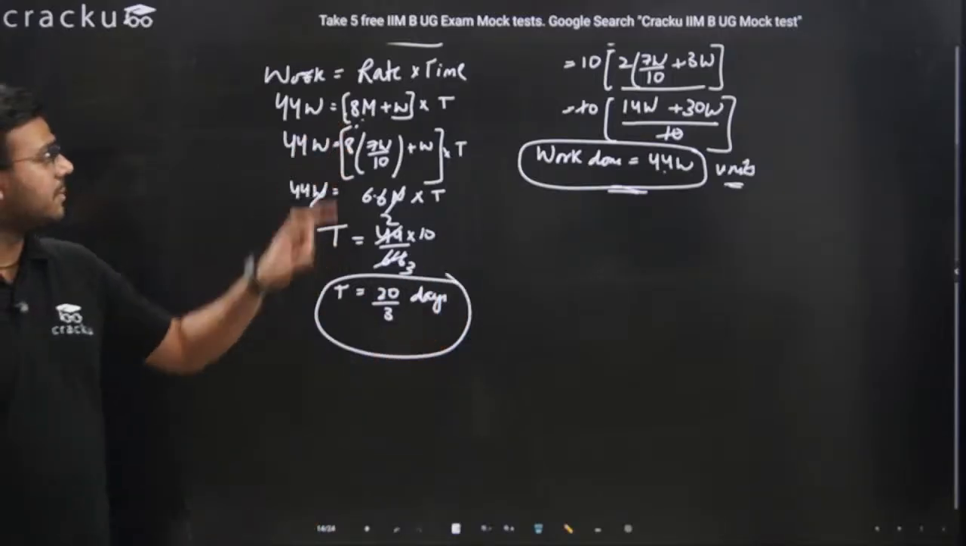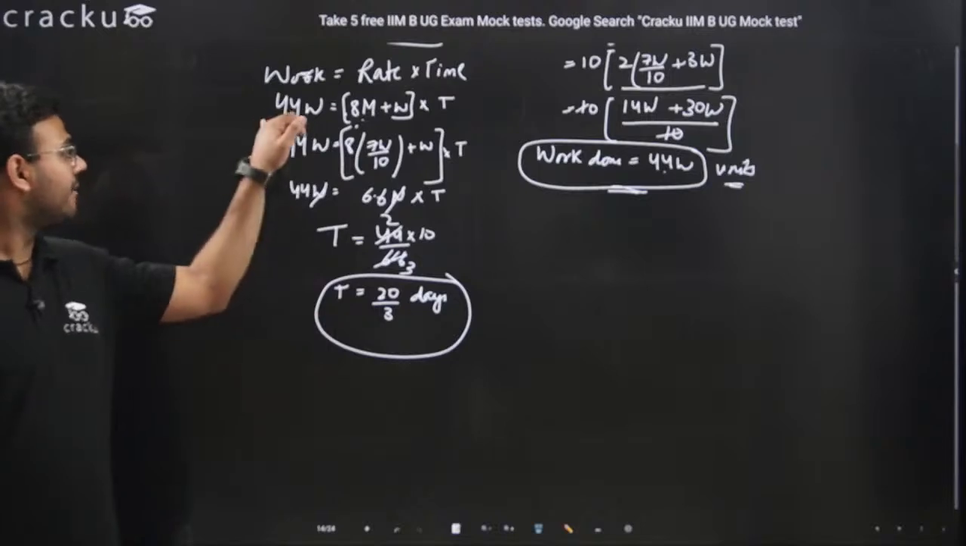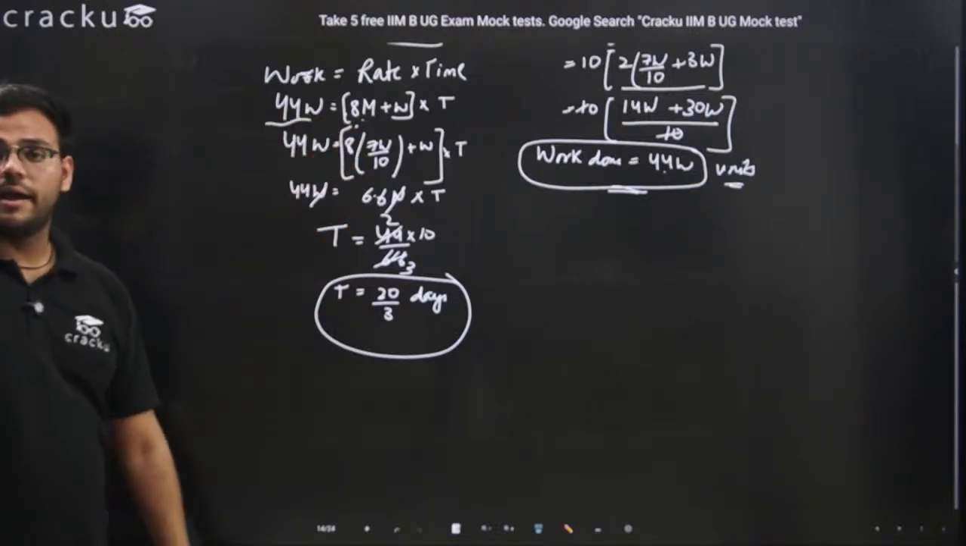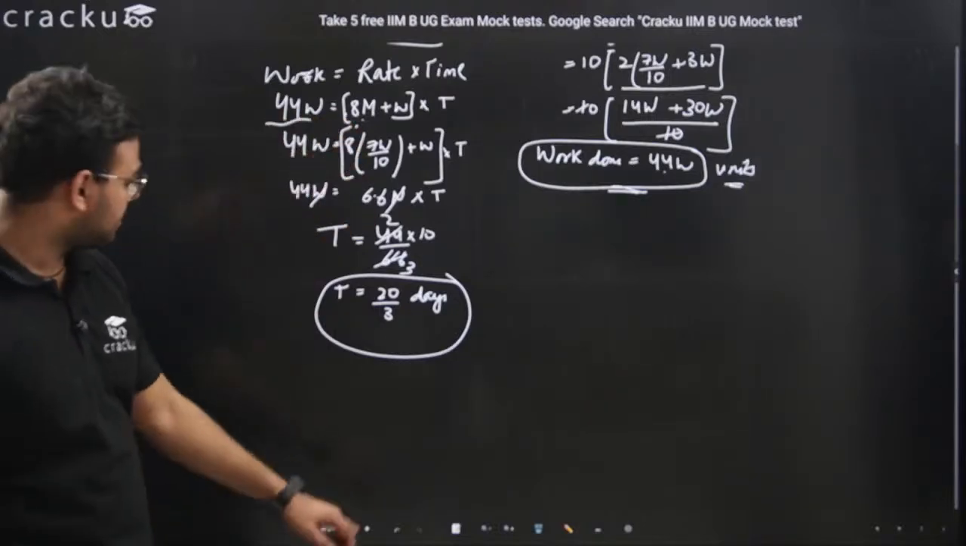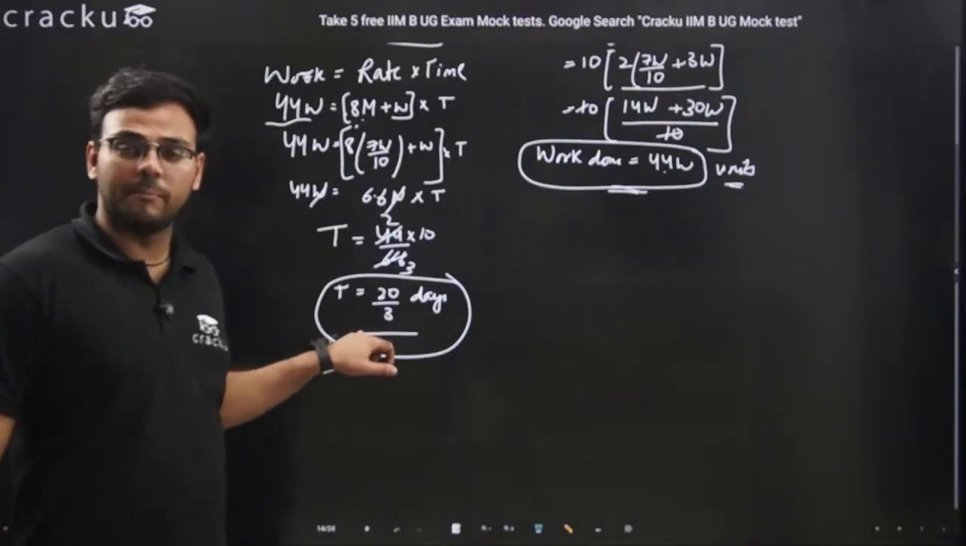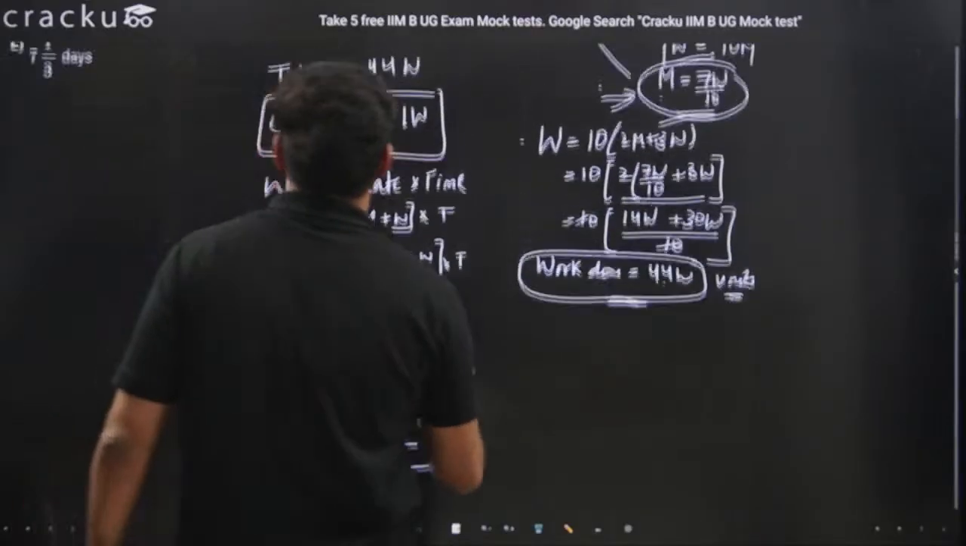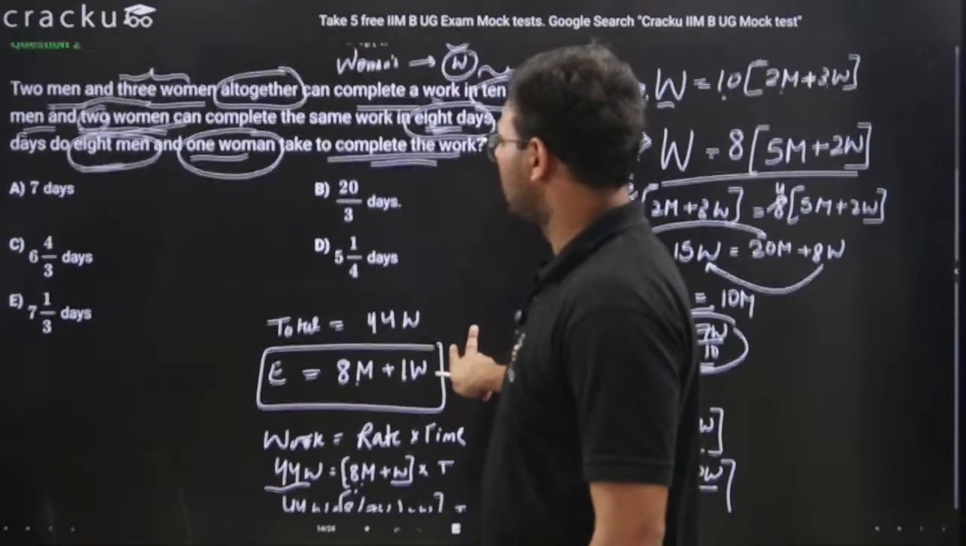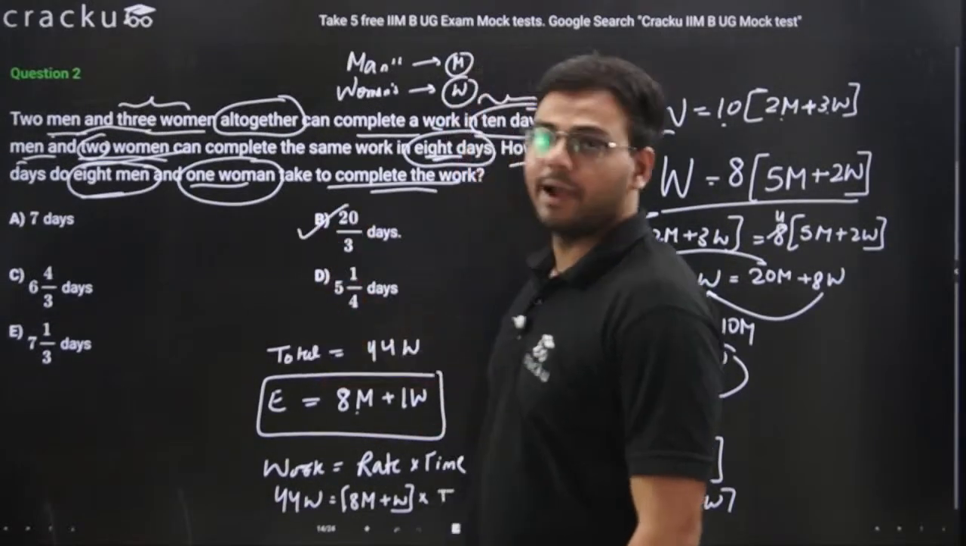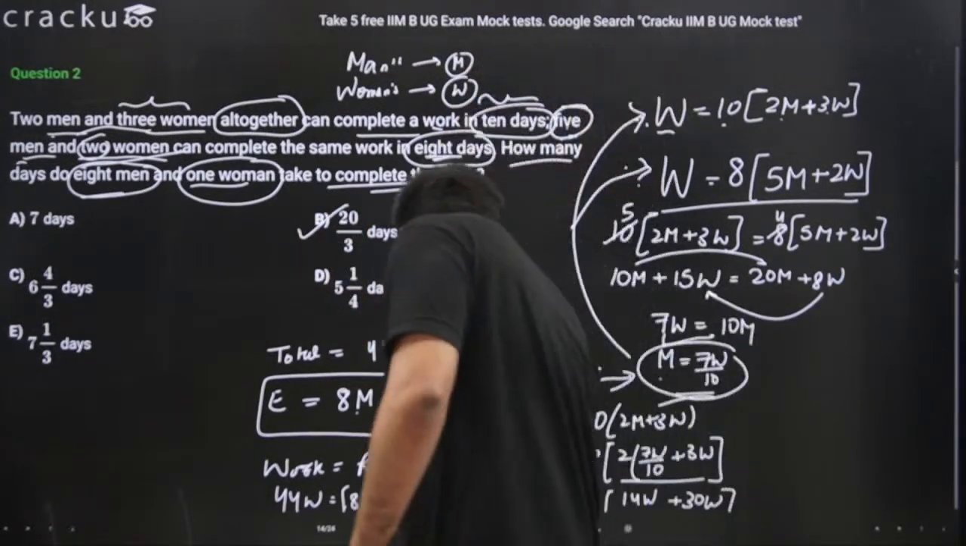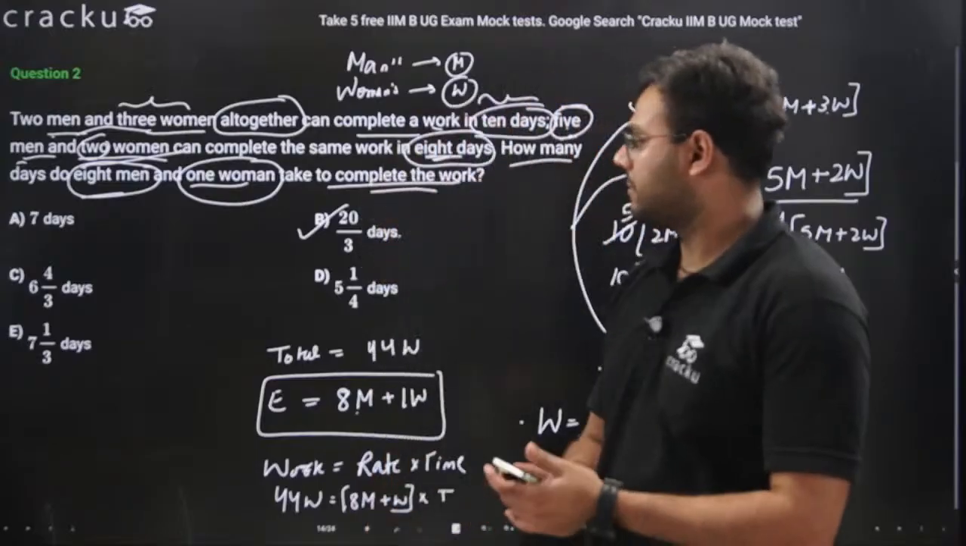So when 8 men and 1 woman are working, they have to do this 44w units of work. And how much time will they take? They'll be taking 20 by 3 days to complete the work. Therefore, the correct answer for this question will be option B, 20 by 3 days. If you have any doubt in this question, you can ask.